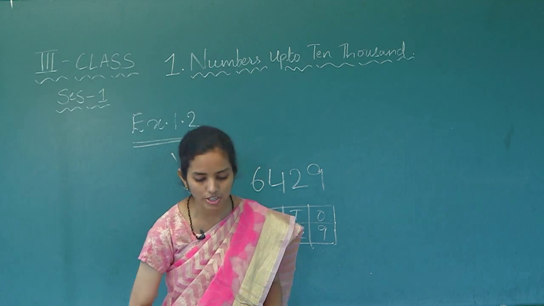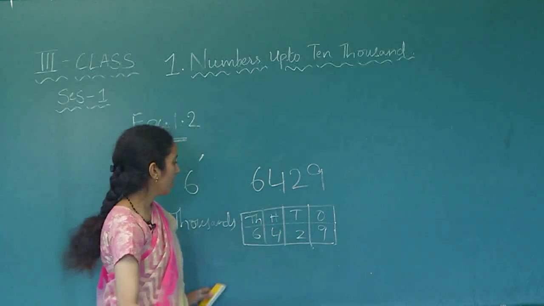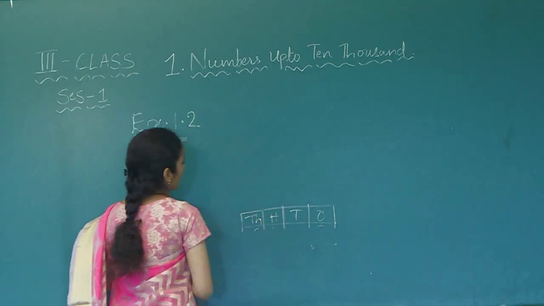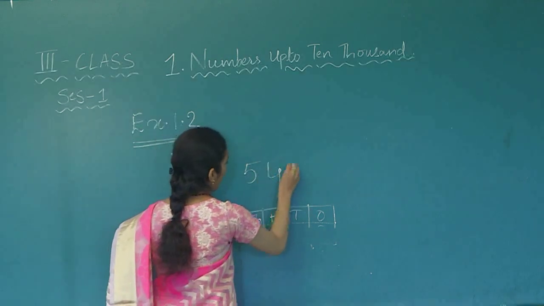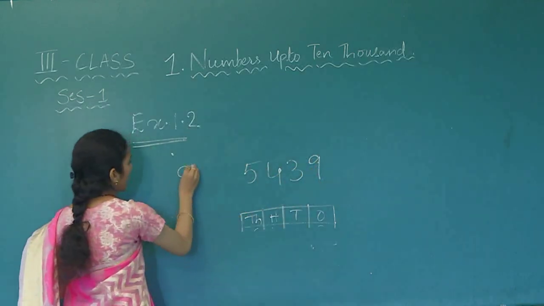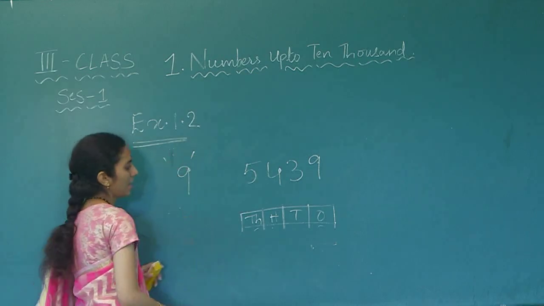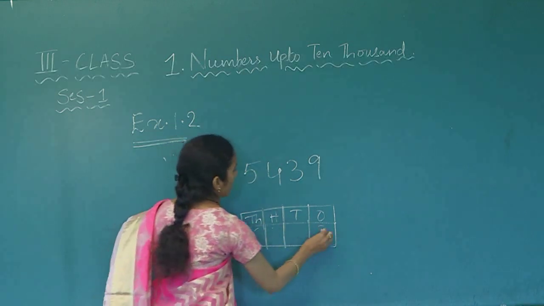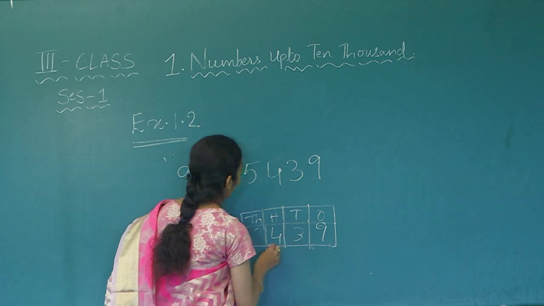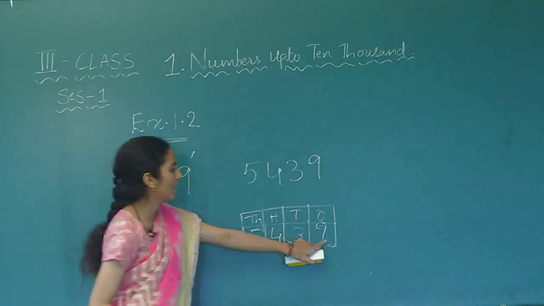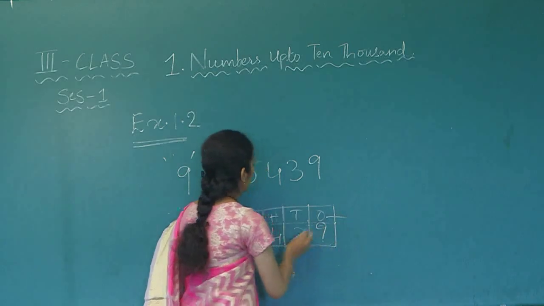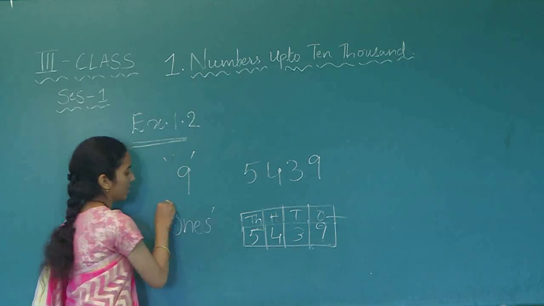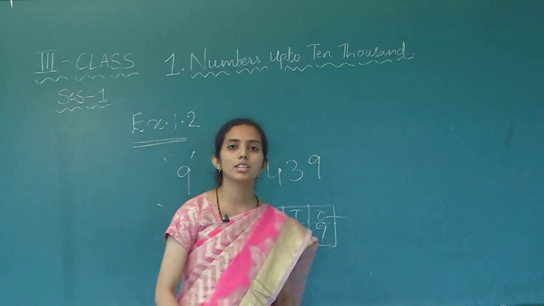And the next question is 5,439. What is he asking? The place value of 9. So where is 9 here? First write like this, draw a box and place the values 9, 3, 4 and 5. So where is 9? 9 is in ones place. So what is the place value of 9? The place value of 9 is ones. So 9 is placed in ones place.